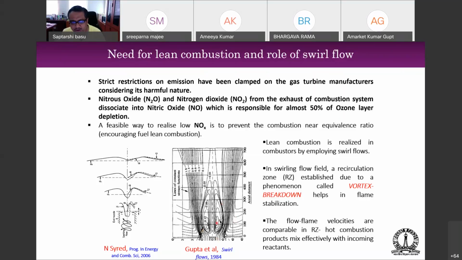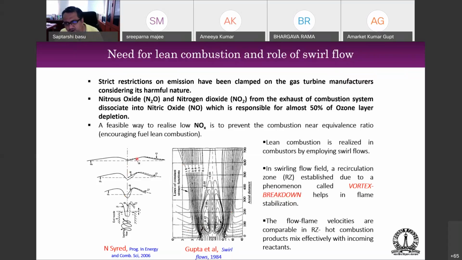So this is exactly how it looks. Now this particular low speed section helps you to anchor any flame, because as you know the flame speed is rather low. So you need a recirculation pocket, and this is done in bluff body stabilized flames as well, where the hot combustion products are mixed effectively with the reactants, and you can stabilize them right around the burner lip. So this is how it actually looks. And this was studied in 1984 by Gupta et al. And then you can read Syred's paper, which gives a good account of how this actually goes.